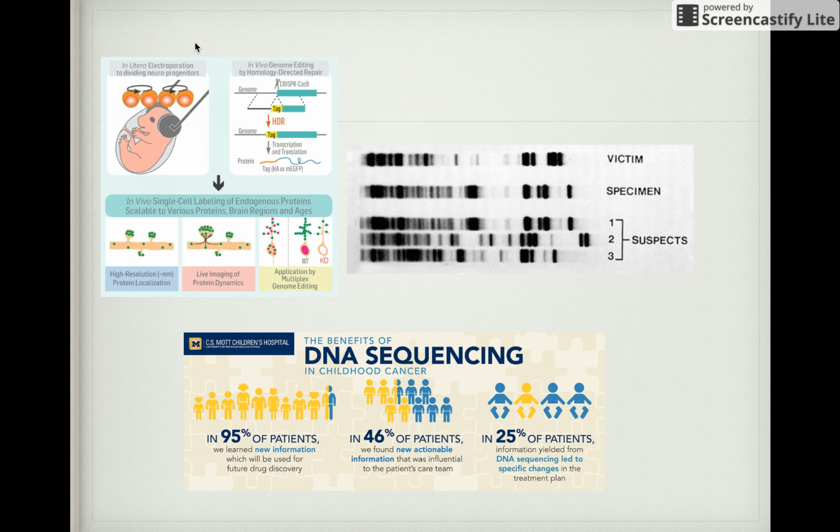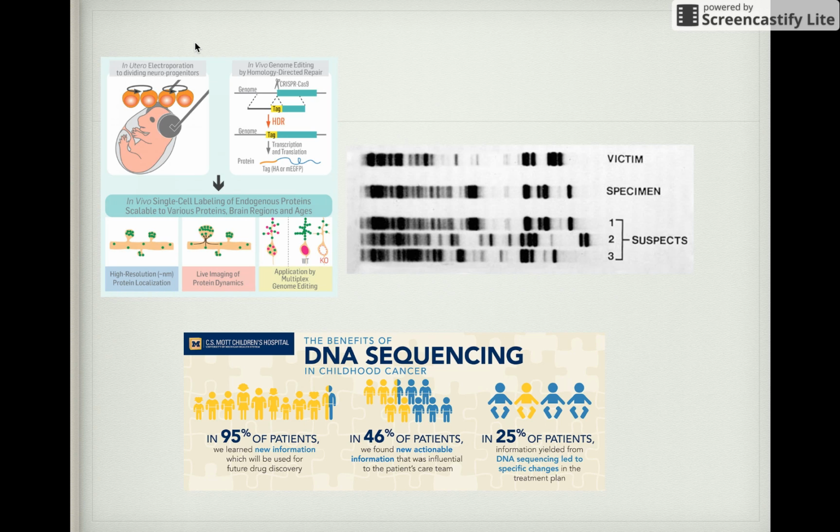So here is just a few pictures. In the top left corner would be how the CRISPR technology sequences the DNA for embryos and modifies it to their likings. And then on the right, we have how forensic examiners use the DNA bands to connect fingerprints to the criminal who committed the crime.